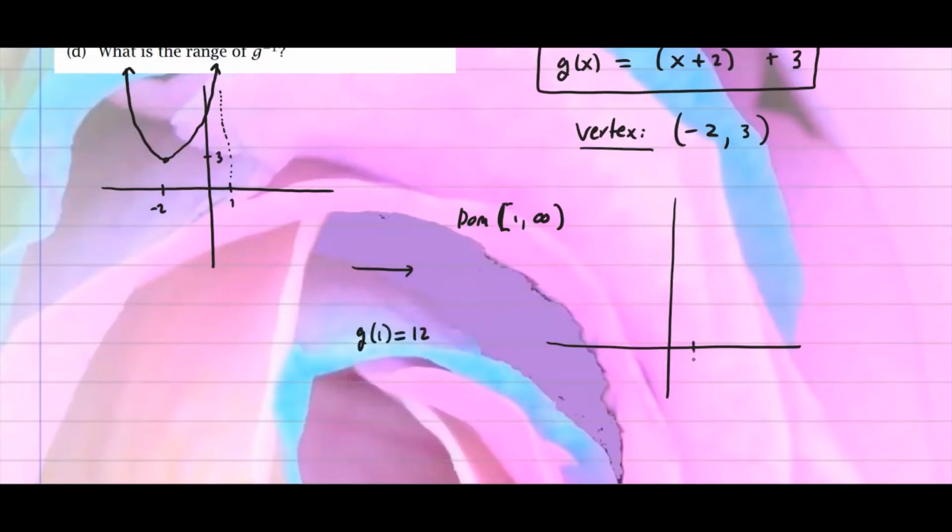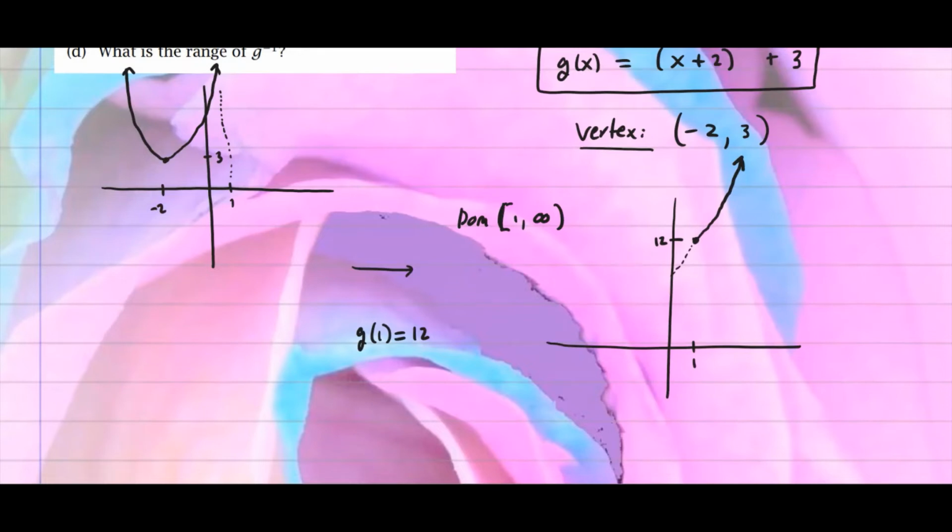So when x is 1, our function value is at 12. So that's the piece we're looking at. So this other half of the parabola that we drew above doesn't exist. Doesn't quite look like a parabola, but I hope you got what I mean by that.